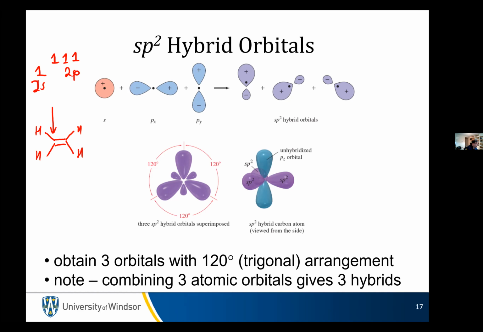So this carbon here needs to reserve one of its p's to make the pi bond, because it's got 3 sigma, 1 pi. So it's got to reserve 1 p to make a pi bond. But it's going to take the other 3 orbitals and throw them into the blender. And when it does the quantum blender, it comes out with 3 sp2 and 1 2p.